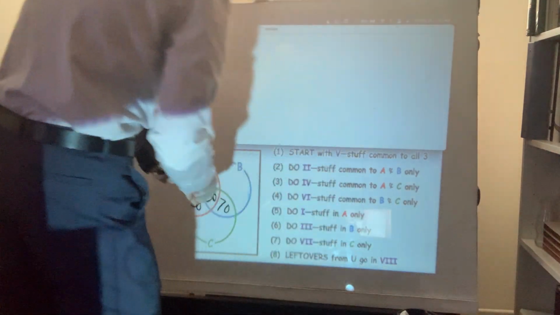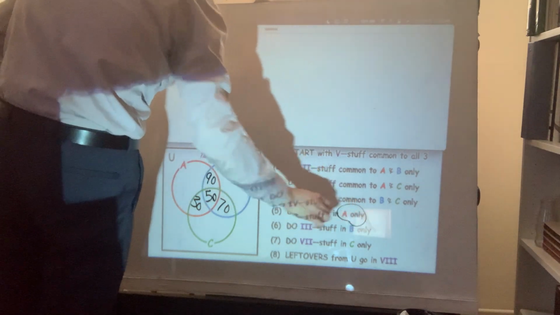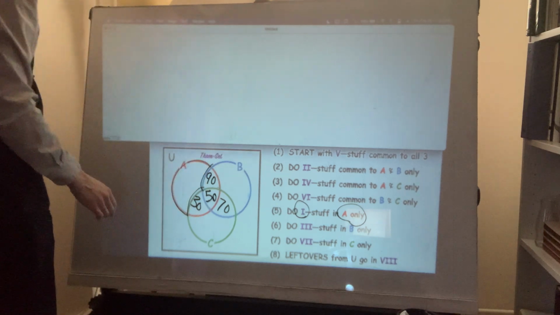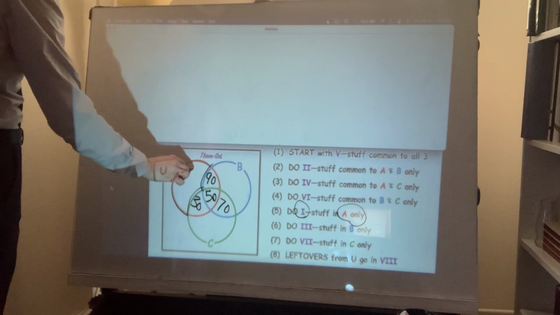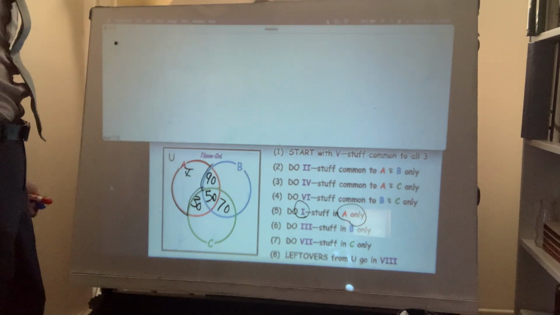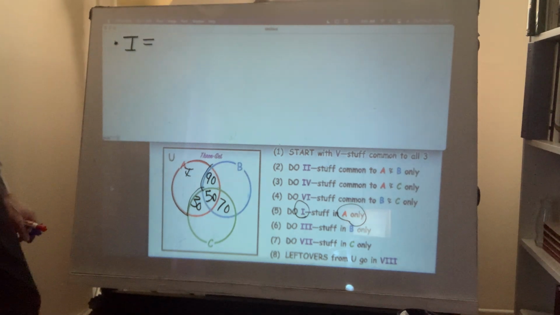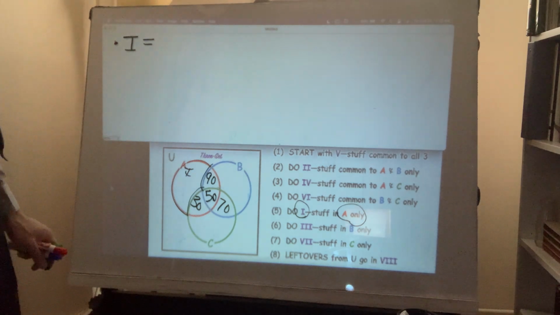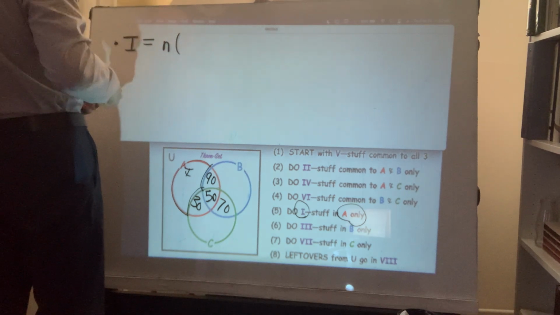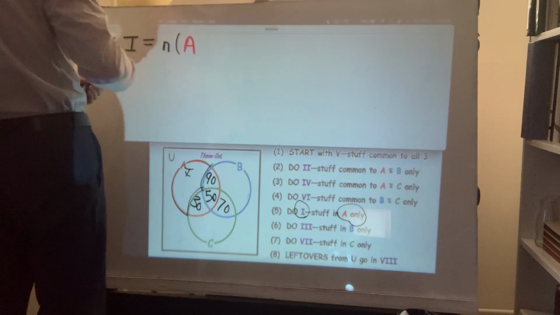So if we do region 1 now, things that are only A, that is referring to this moon sort of marshmallow shape here. So that's region 1. I'm going to list it here as a bullet point. Region 1 would be the sum or difference of what? Well, it would be the number of things in A total. So number of hip-hop listeners total.